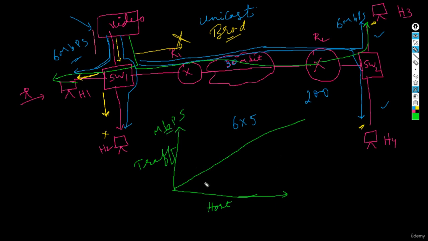If we use multicast, it will remain constant. The speed will remain the same, because we are using multicast. Even if you increase the hosts, the Mbps traffic will remain the same. But in unicast, whenever hosts increase, we need to increase the bandwidth. If one host is consuming 6 Mbps, two will consume 12, and if you have 40, it will be 6 times 40. So in unicast the graph goes up this way, but in multicast it remains constant.